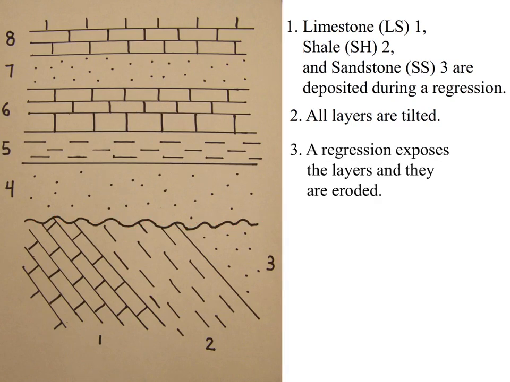There we go. A regression exposes the layers and they are eroded. Now let's look at the rest of this. We have sandstone here, shale here, limestone here, sandstone again, limestone again. Kinda odd. So what we can diagnose from this is larger particle size, medium grained, smaller particle size.